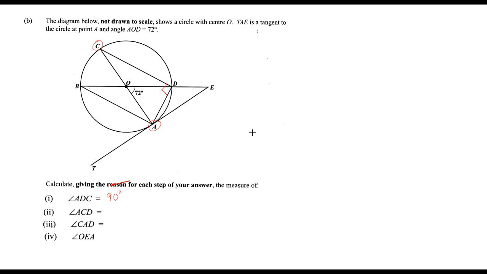Now we want to get angle ACD. So if we look at, we want to find ACD. Now ACD will simply be half of 72 degrees. So half multiplied by 72, which will give me 36 degrees.